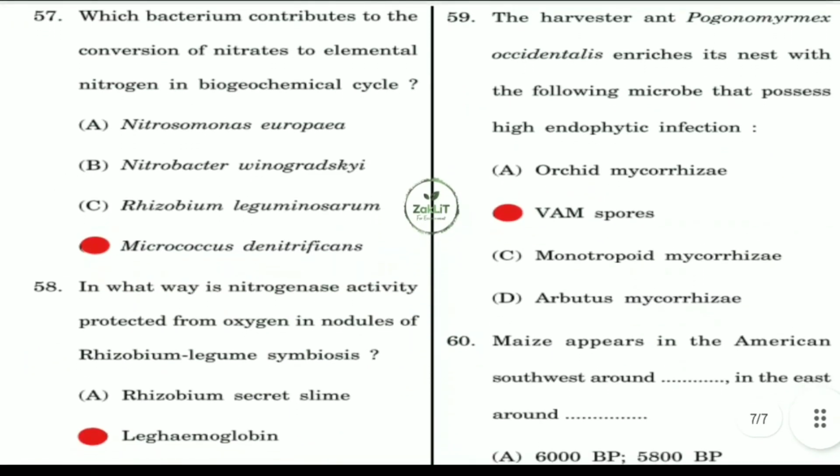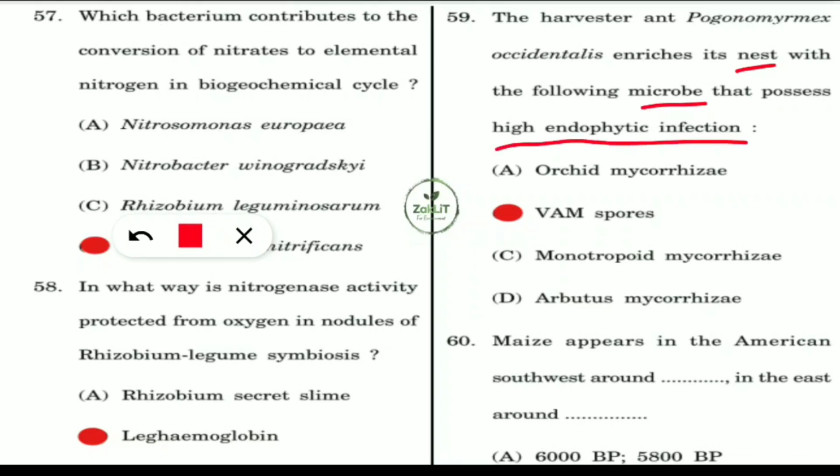Question number 59. The harvester ant Pogonomyrmex occidentalis enriches its nest with the following microbe that poses high endophytic infection. So this is also related to the roots, and here it is due to VAM spores. What is the full form of VAM? Yes, this thing you should comment to me in the comment section. VAM, you should search and comment to me in the comment section. So let's move on to the next question.